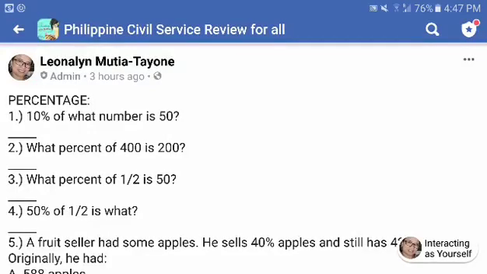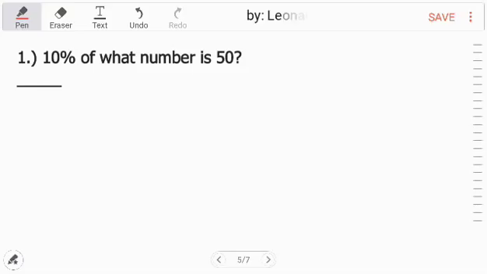Now let's do percentage. And I'm going to show you the easiest way of solving this. Number 1, 10% of what number is 50?